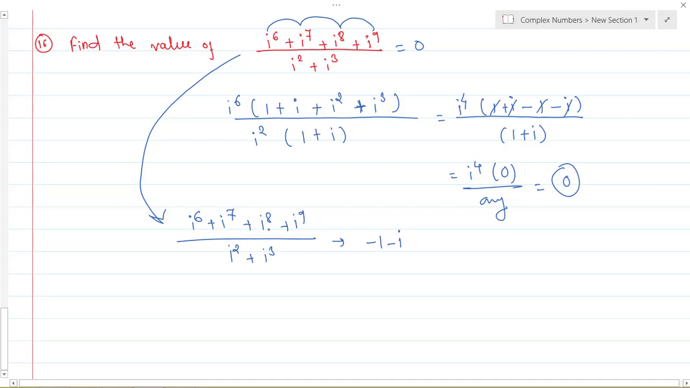8 is an even number, is it divisible by 4? Yes, so you will get plus 1. 9 is an odd power, divisible by 3? Yes, so what you will get? It's plus i, whole divided by i square, which is minus 1, and i cube, which is minus i. So here, minus 1 plus 1 cancel, minus i plus i cancel, so the answer is equal to 0. So you move in any way, you will get the same answer.